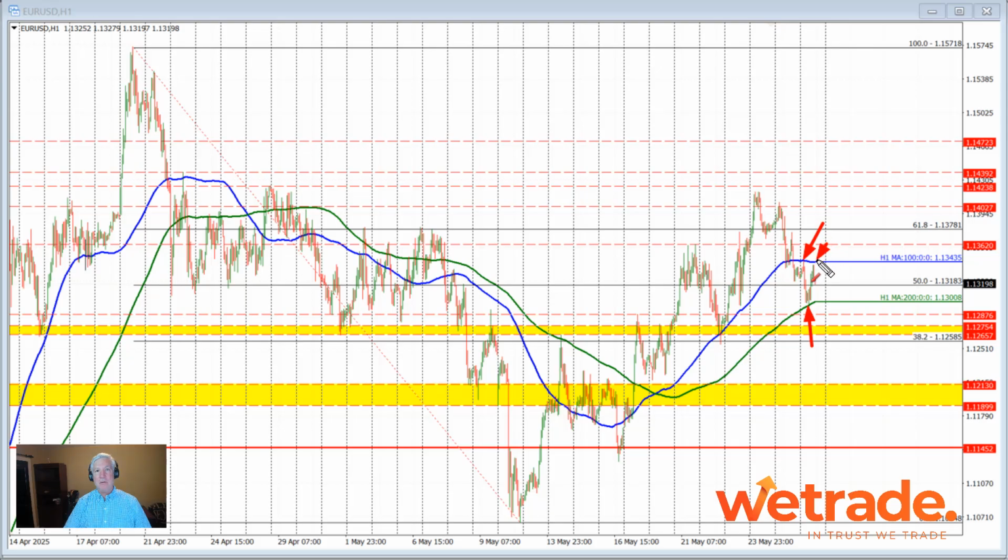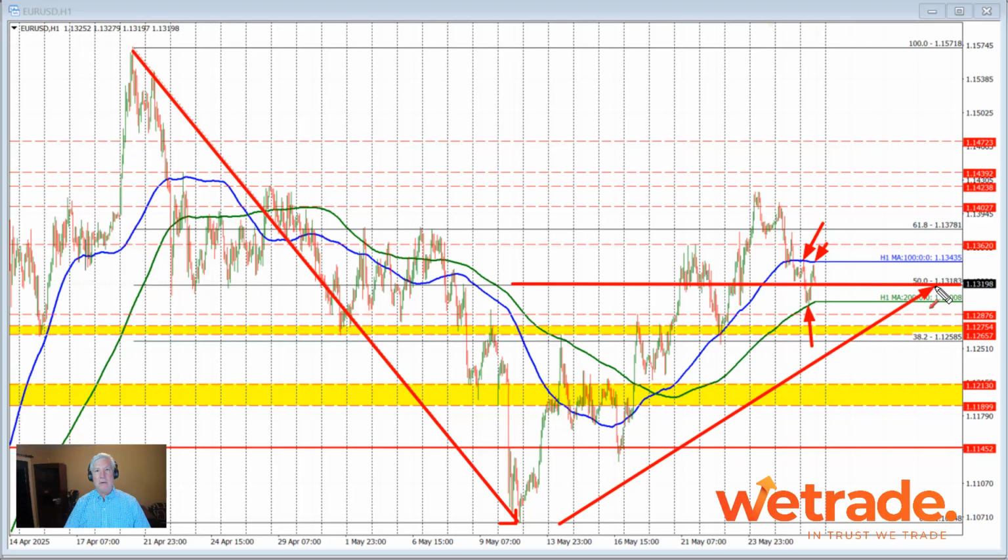We've since moved back up toward the 100-hour moving average, found early sellers, and we're starting the U.S. session right near the 50% midpoint of the move down from the high price that we saw in the month of April to the low price that we saw in the month of May. That 50% retracement level comes in at 1.13183. That's this level right here, and we'll see what happens in between those two, or what happens at that level.